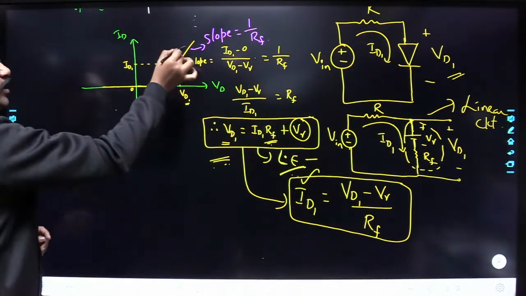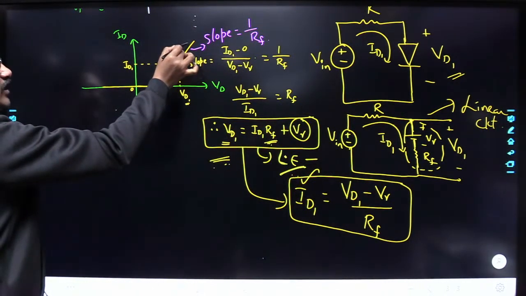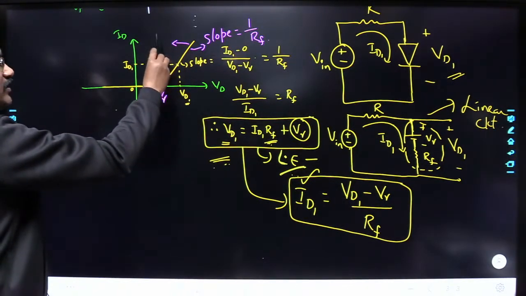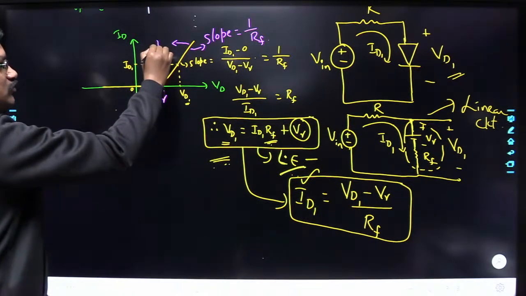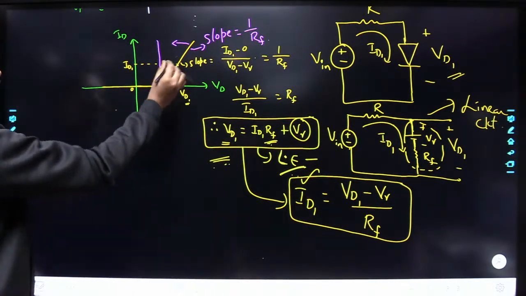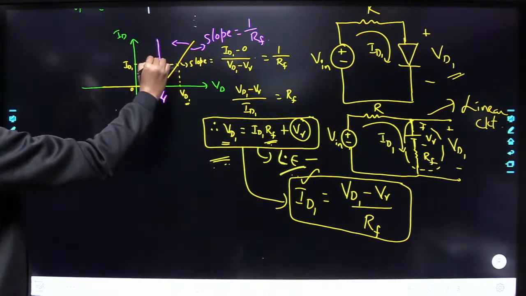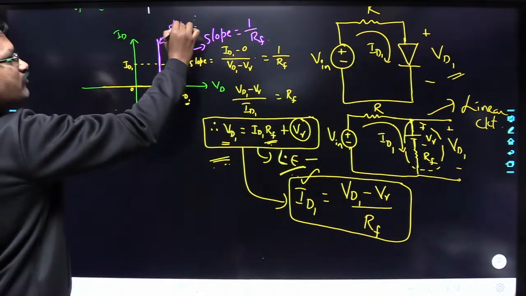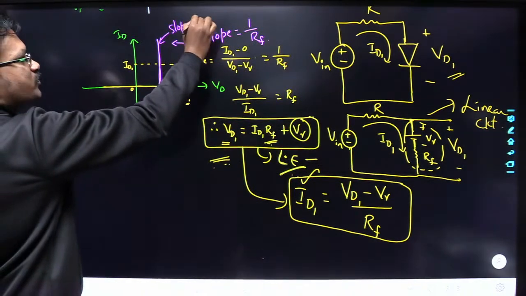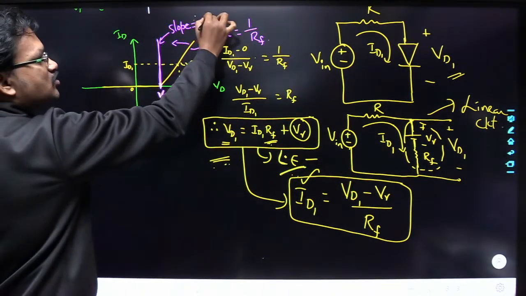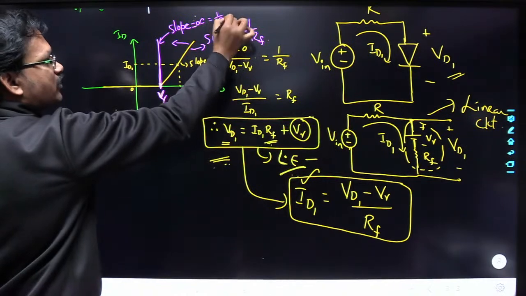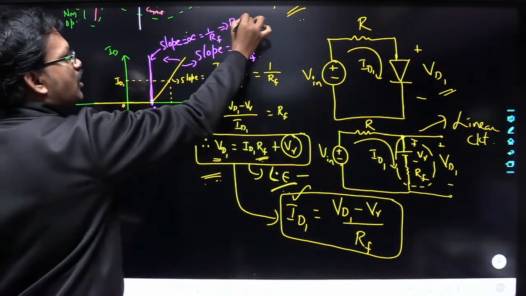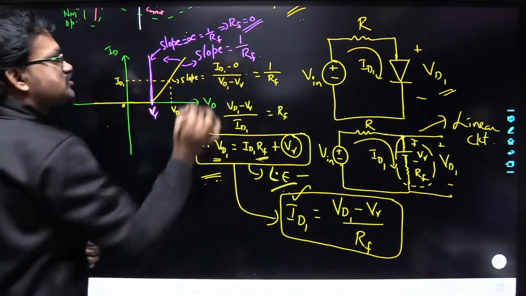Now if I move this line towards like this, and make it a straight line like this, exactly from here to here, then for this line, what will happen? The slope will become infinity. That is equal to 1 by RF. So 1 by RF is equal to infinity means RF is equal to 0.